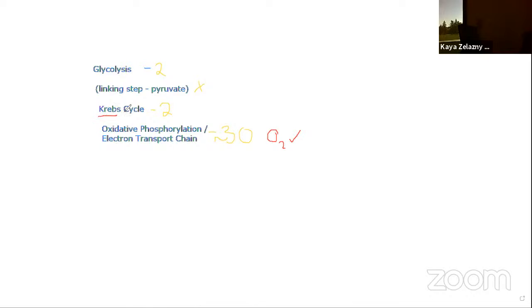You said the Krebs cycle is twice for 1 glucose? Yeah, and that's because we have the glucose splitting into 2 pyruvate molecules. Pyruvate, pyruvate. So essentially we have 2 linking steps, 2 Krebs cycles going on for each molecule of glucose.